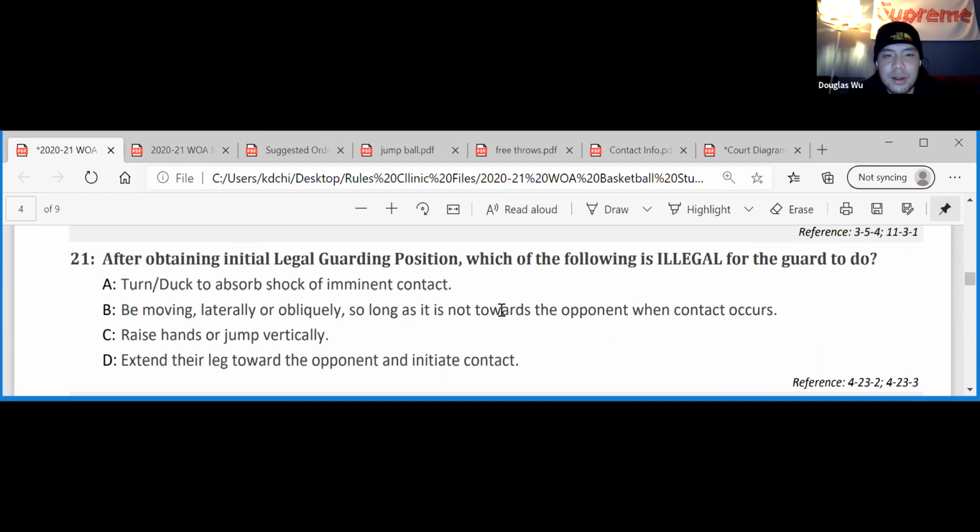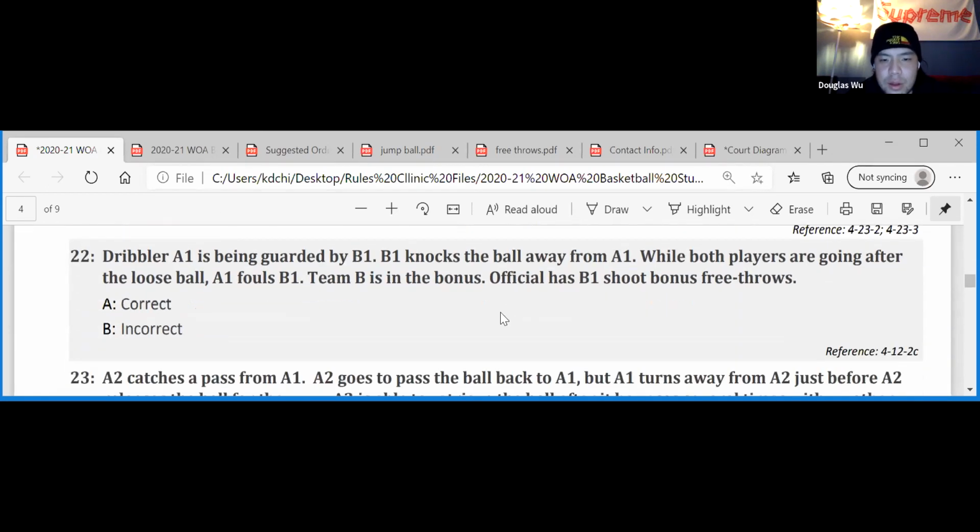All right, Patrick, next one. 22. Player A1 is being guarded by B1. B1 knocks the ball away from A1. While both players are going after the loose ball, A1 fouls B1. Team B is in the bonus. Official has B1 shoot bonus free throws. And that's correct, you say? Okay. Anybody else? It's a 50-50 question, people.